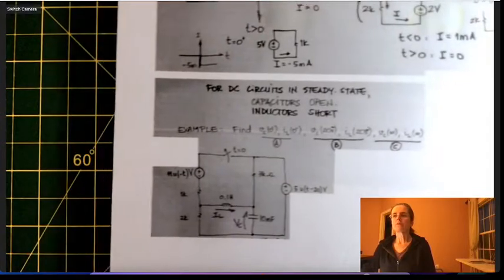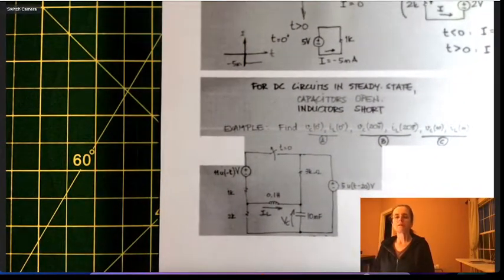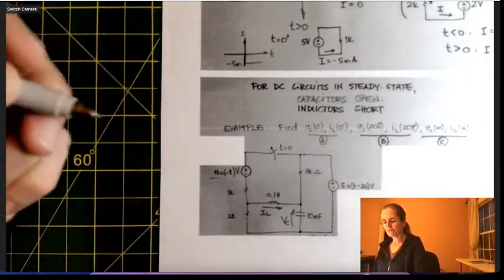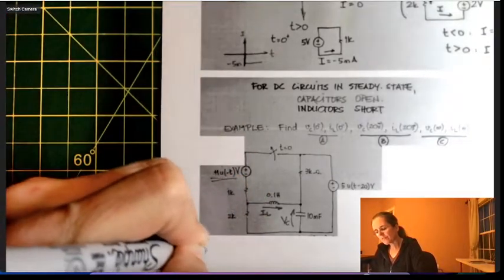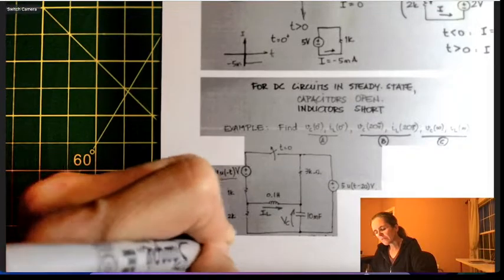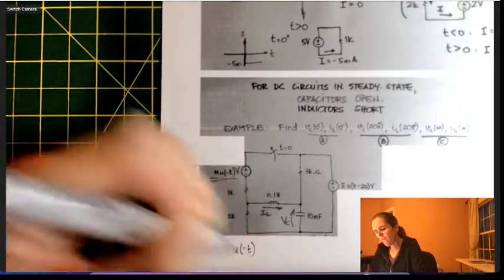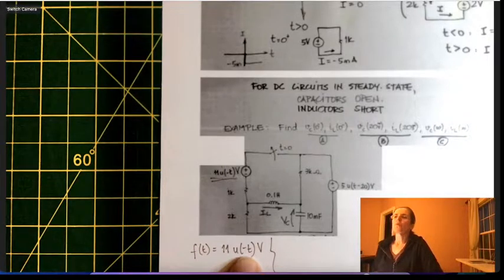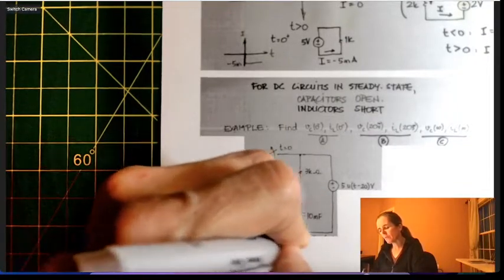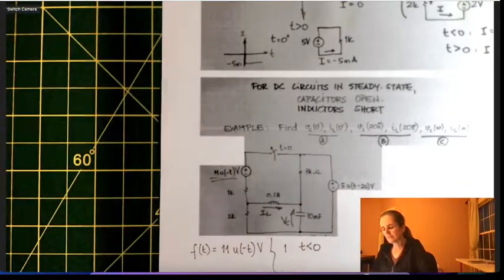Here, oh, it's very hard to see. Here there is 11 u of minus t. And for this function of time, 11 u of minus t volts, I'm going to write what this means. Usually u of t is 1 for t larger than 0. Here it's u of minus t. That means it's going to be 1 for t less than 0.